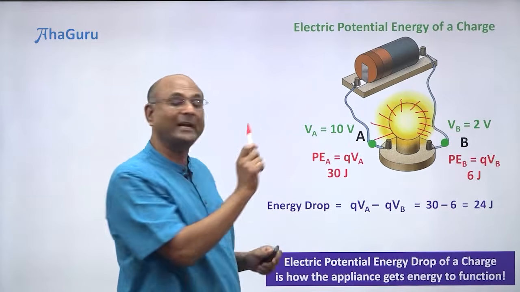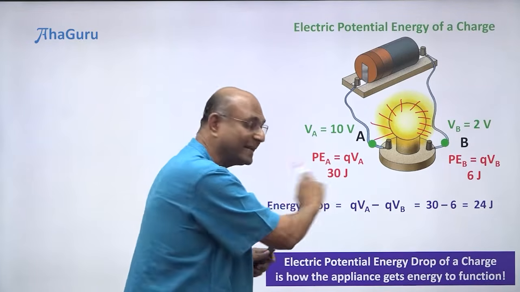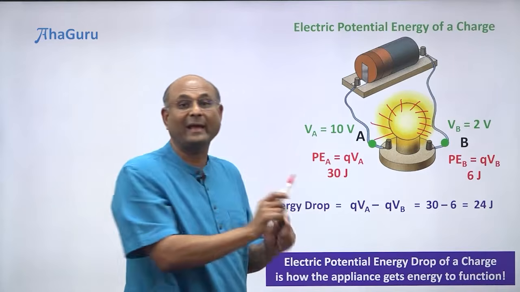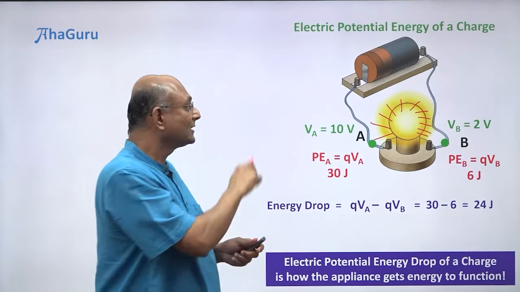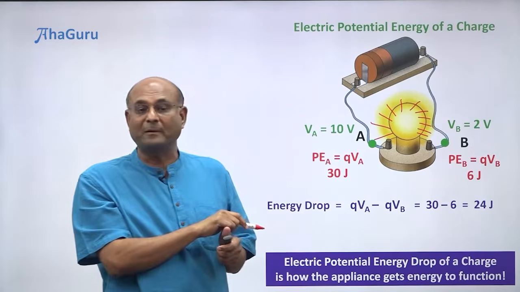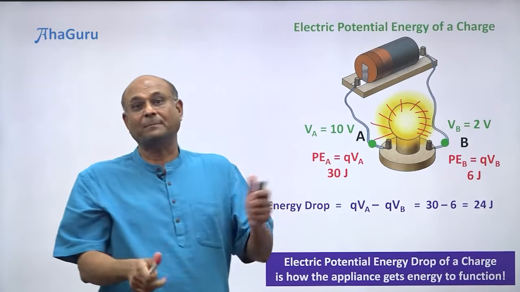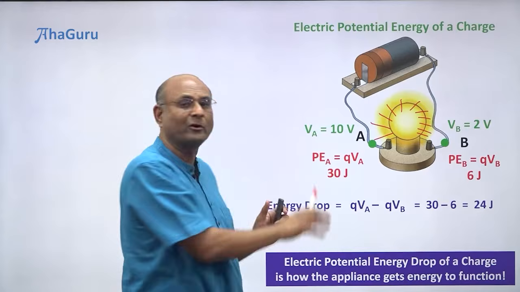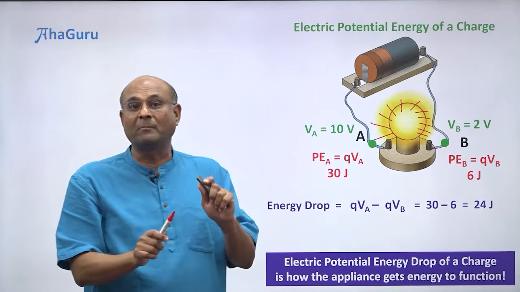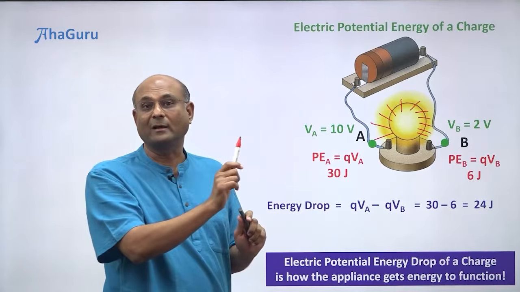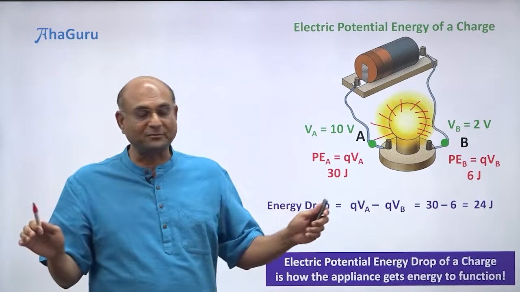An electric potential energy drop that a charge attains, right? A charge has got an energy loss. That loss of energy by the charge, that is what supplies energy to the bulb, supplies energy to a fan, supplies energy to a computer, to a cell phone, to all electrical appliances. So electric potential energy drop is extremely important because that's how all appliances function.